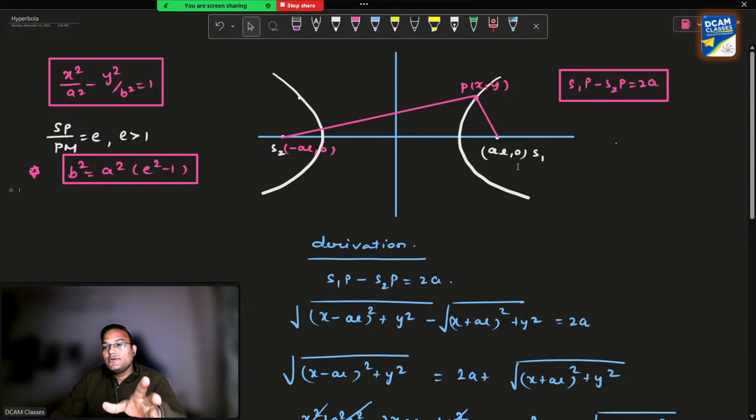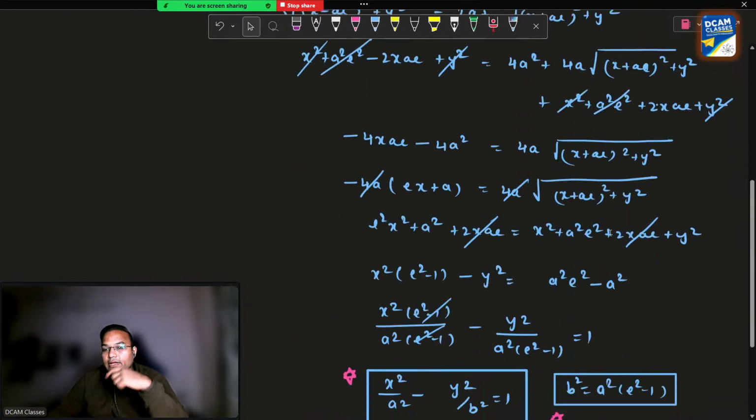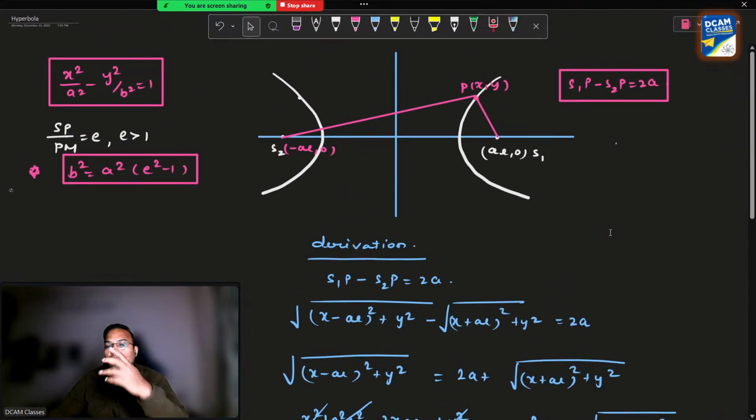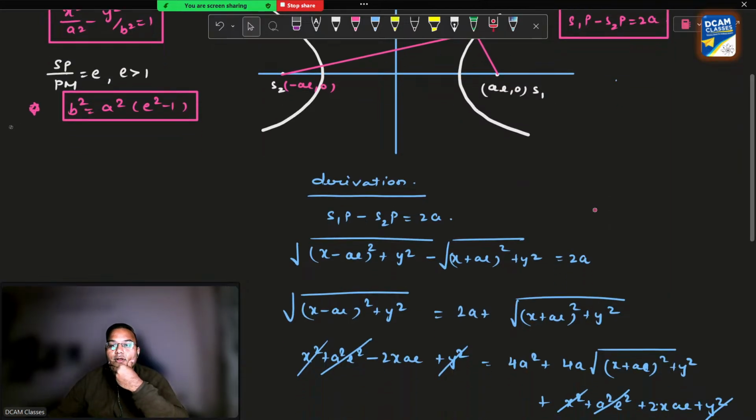How do we get this equation? The condition is, if you take two fixed points, take a random point P, and join those foci with this point, S1P minus S2P should be fixed. That is constant, which is equal to 2a. Using that, I have derived the whole equation. The derivation is only important for your class 11. It's not important for JEE at all.